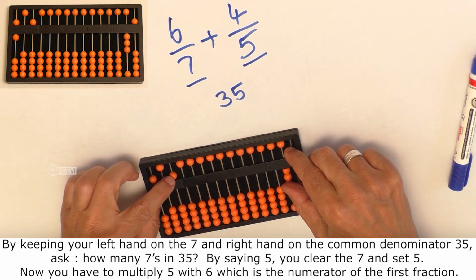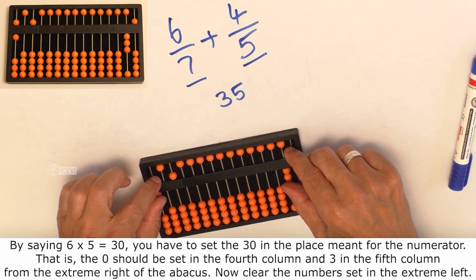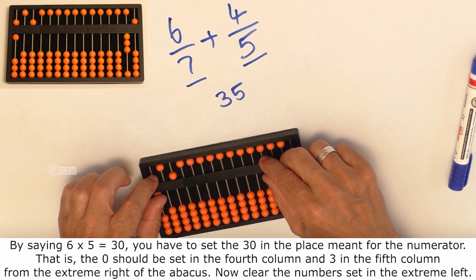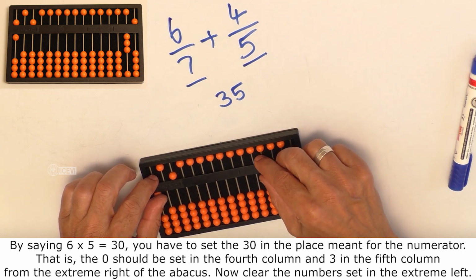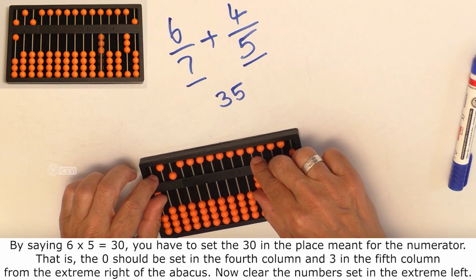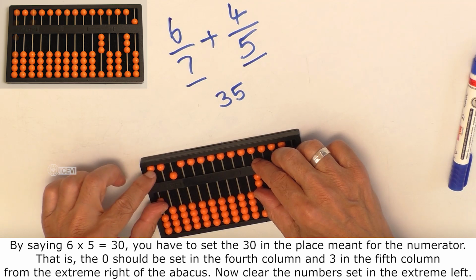Now you have to multiply 5 with 6, which is the numerator of the first fraction. By saying 6 multiplied by 5 is 30, you have to set the 30 in the place meant for the numerator. That is, 0 should be set in the fourth column from the right side of the abacus and 3 in the fifth column. Now clear the numbers set in the extreme left.